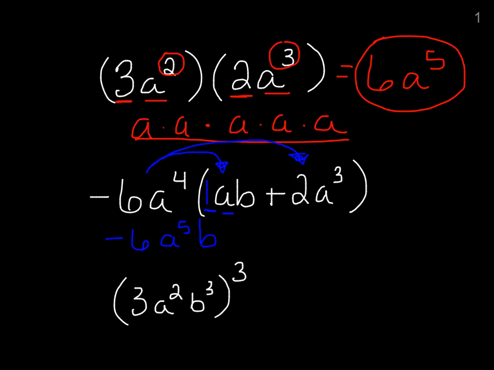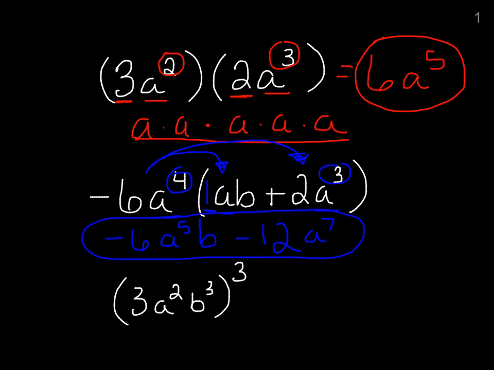And now we'll multiply negative 6a to the fourth times the 2a to the third. So negative 6 times positive 2 becomes negative 12, so I'll put that there. And then a to the fourth times a to the third, we're going to add our exponents, so that becomes a to the seventh. And then since we have no like terms, this is your answer right there.